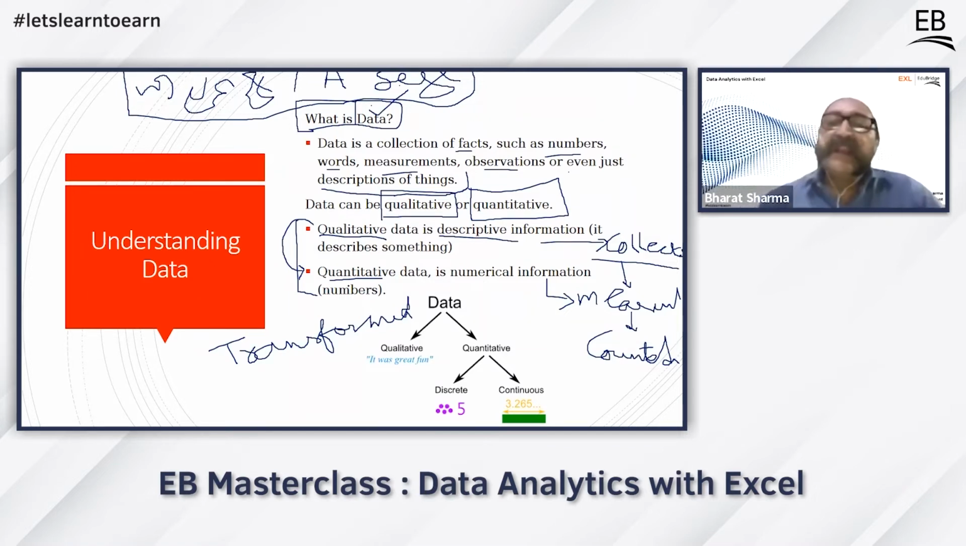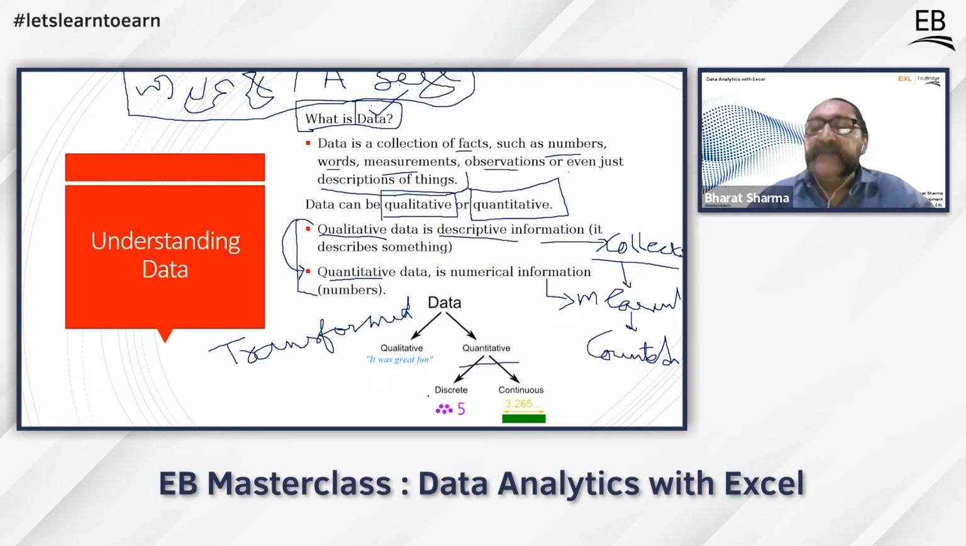Now, quantitative data again has two streams. There are more, as I said; a lot of scientists have done this categorization based on their use. This is one of the categorizations that I found more relevant to what we want to achieve and what we do with data. So our categorization is into two: continuous and discrete.